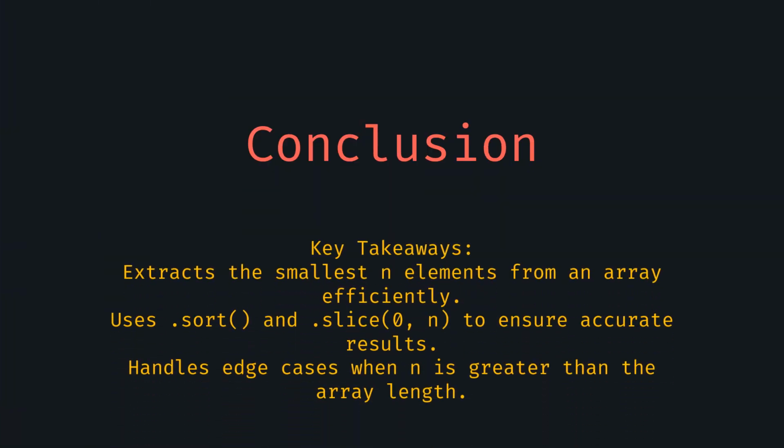This wraps up our lesson. We've learned how to efficiently retrieve the smallest n values from an array using JavaScript. This technique is useful for data filtering, ranking systems, and real-time analysis. Try using this method in your projects to extract meaningful insights from data quickly.